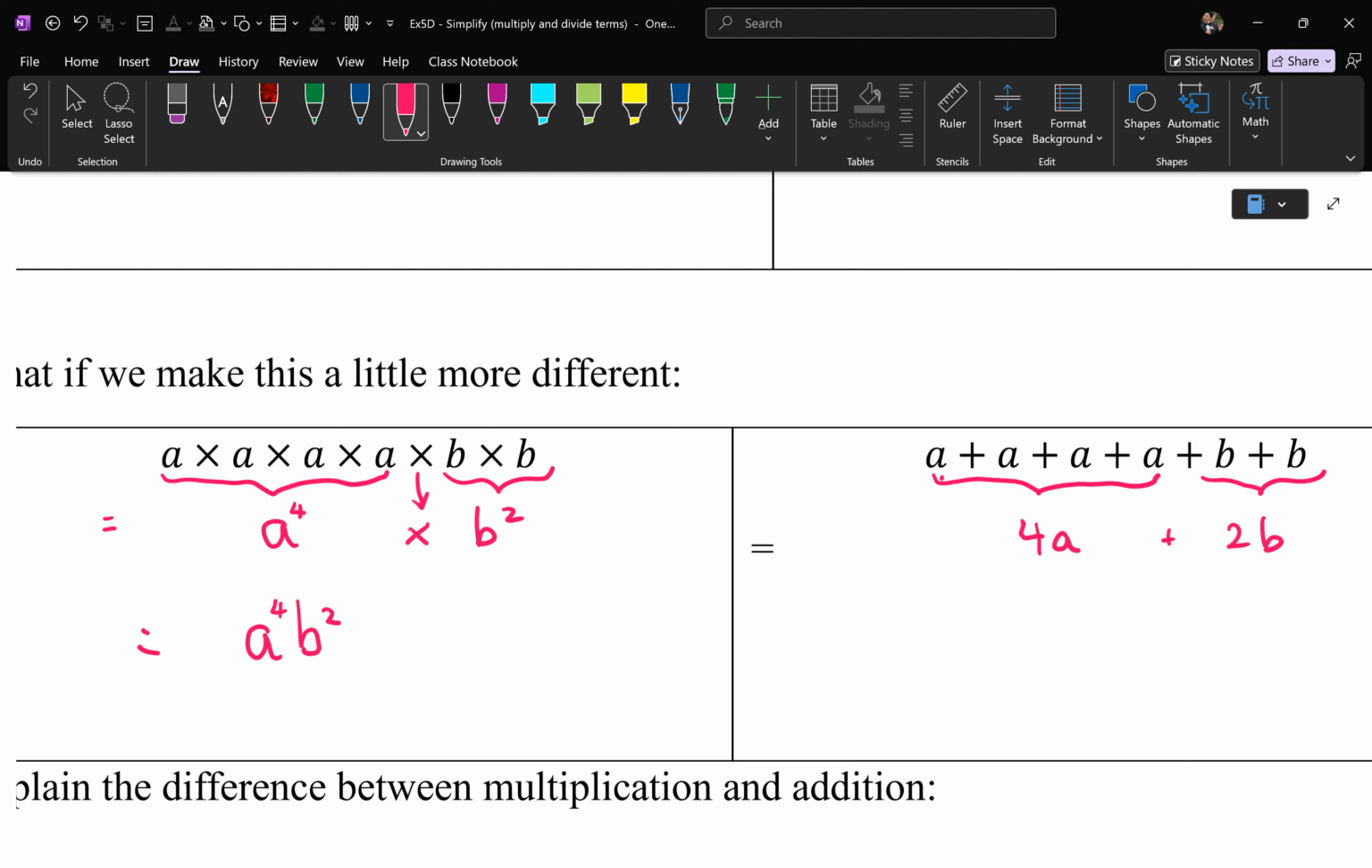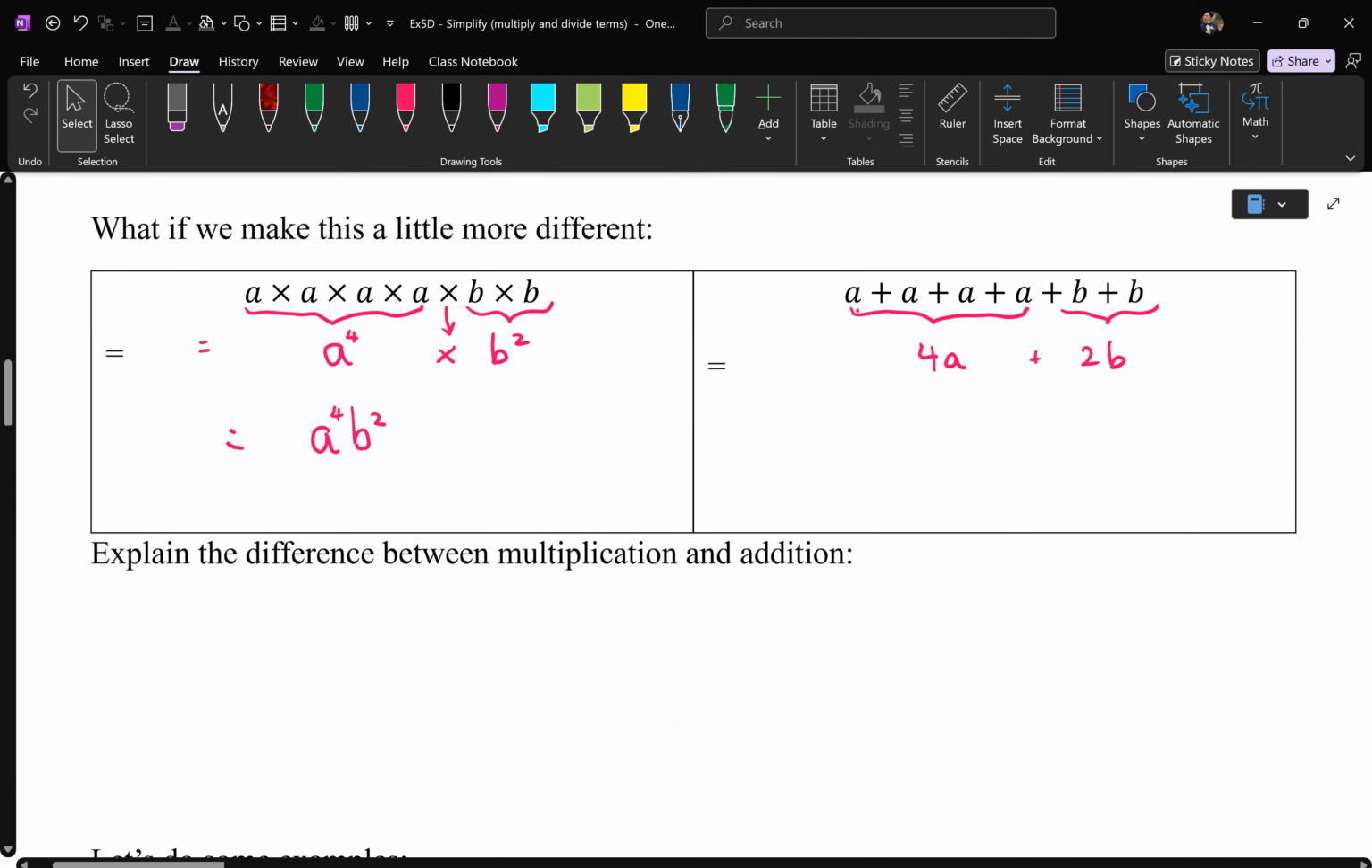So here, A to the power 4, B squared is different to 4A plus 2B. Can you see one has addition in it, and the other has a hidden multiplication between the two. That's the difference. This is today's exercise. That's last session's, last week's. Let's do another one.